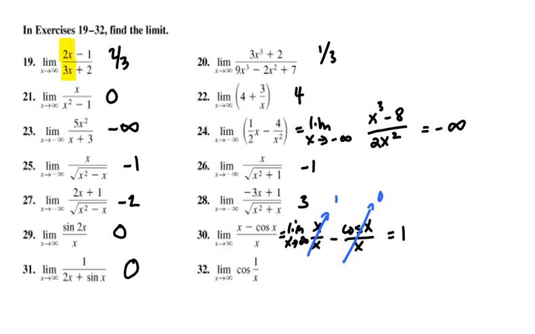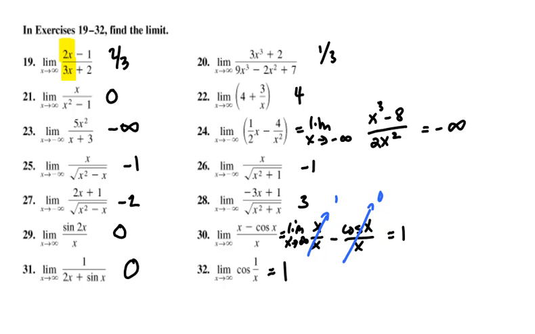And finally, as x goes to positive infinity, consider the limit of cosine of 1 over x. 1 over x is going to become tiny, or become 0, and cosine of 0 is 1. So the limit of that piece is 1. All right, so here are some examples.